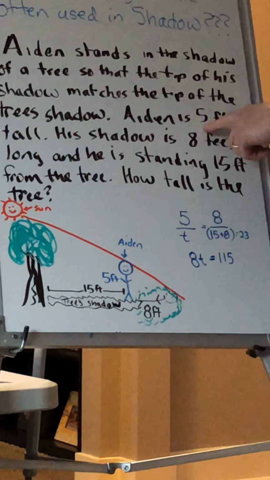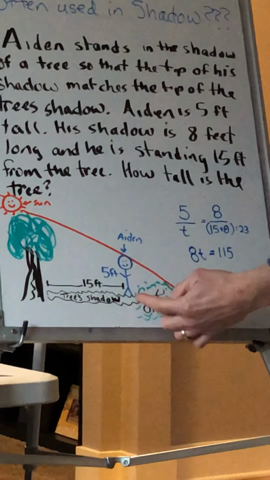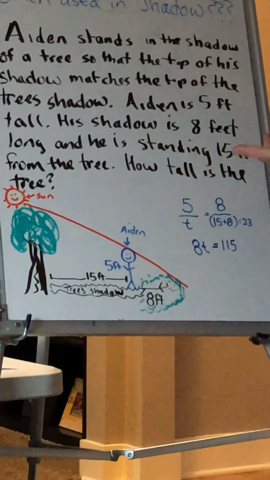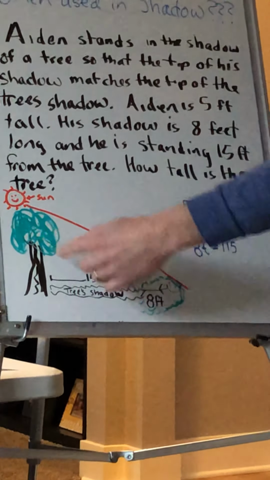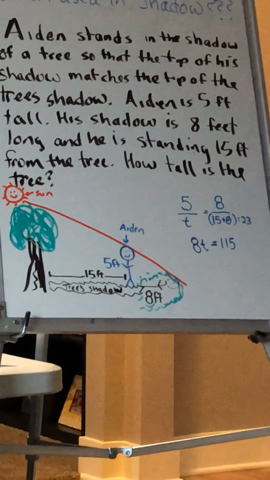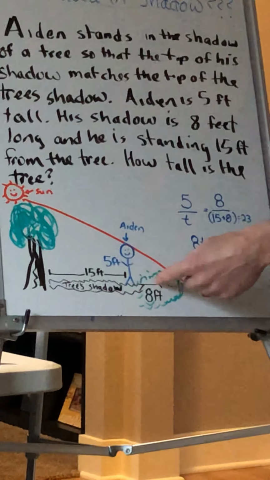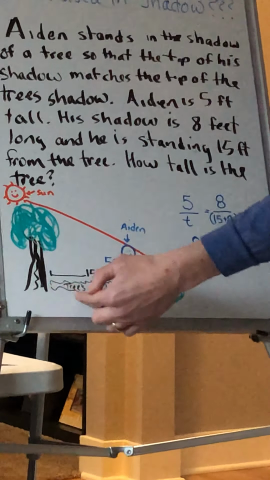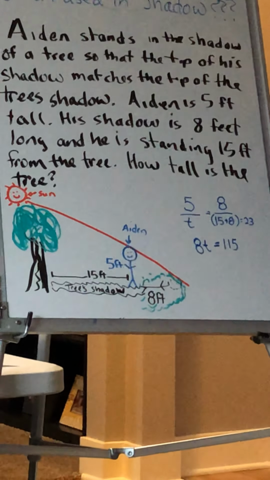So it told me Aiden is 5 feet tall, so I put Aiden's 5 feet tall. His shadow is 8 feet long. There's his shadow right there, 8 feet long. The other piece of information they gave me is that he is standing 15 feet from the tree. So here's the tree. He's 15 feet away from the tree. Now, it's hard to see here, but there are 2 triangles. There's Aiden, his shadow, and the sun. There's also the tree, its big shadow all the way to here, and the sun. Those are your similar triangles.